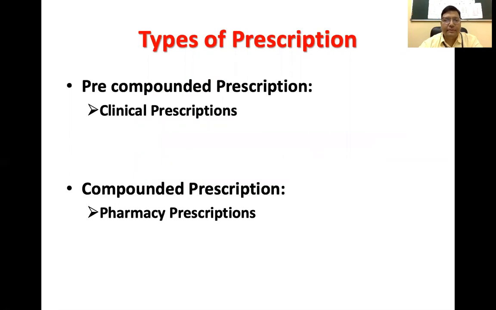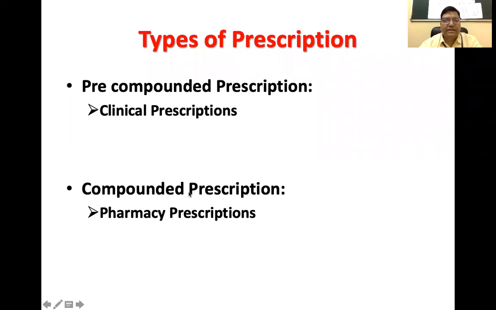So there are two types of prescriptions. One is the pre-compounded prescription, and the other is the compounded one. Pre-compounded prescriptions are those prescriptions which are written in the clinics. In the clinics, the prescriptions written are pre-compounded, because the substances are already manufactured by a certain manufacturer or pharmaceutical industry. Like if I write tablet Crocin, 500 milligram to be taken TDS, 3 times a day, such a prescription will then become a pre-compounded prescription.